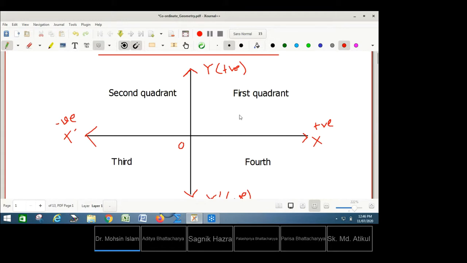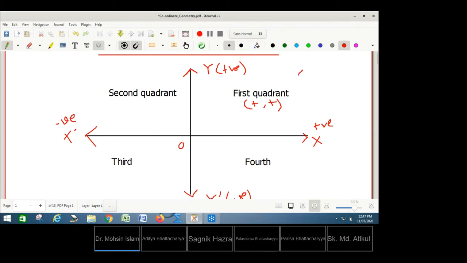In the first quadrant, the x direction is positive and the y direction is positive. So you have both coordinates as positive. This quadrant has the sign plus plus. Both components have plus sign. This is called a coordinate; I'm writing it as an ordered pair.